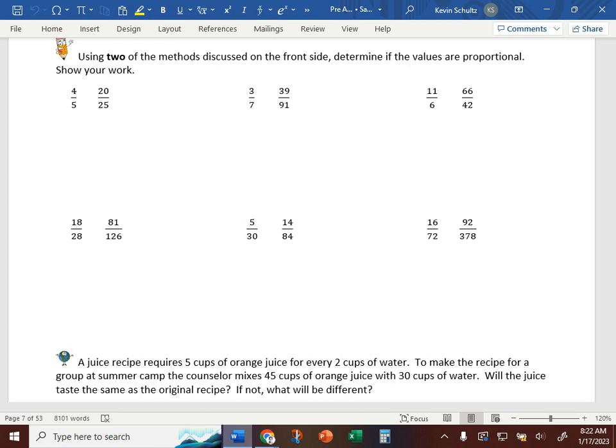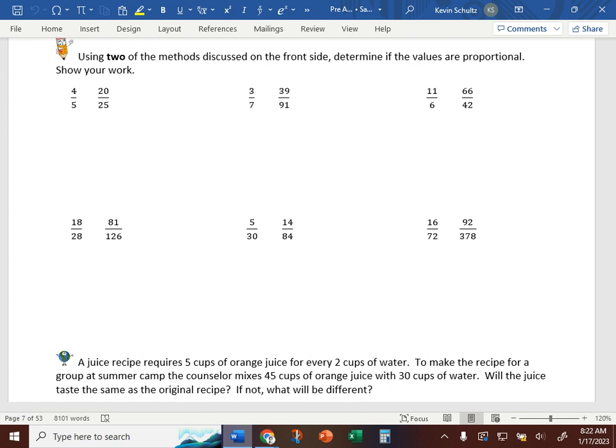Okay, you can move around, or not move around. You can change methods. If you want to start with simplifying, because it's easy to simplify, you want to start with cross products because you like that one, or whatever you want to do, you can change them up, but you need to do 2 of them, and you need to show your work.